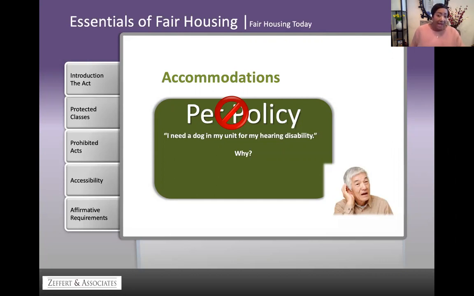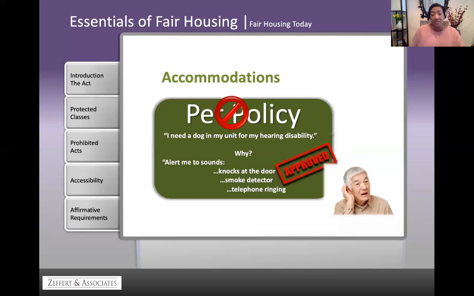Here is an example of how we make a reasonable accommodation for a property, the housing provider that has a no pets policy. Look at the last example. It says a housing provider has a no pets policy. A tenant who is deaf requests that the provider allow him to keep a dog in his unit as a reasonable accommodation. The tenant explains that the dog is an assistance animal that would alert him to several sounds that include knocks at the door, sounding of the smoke detector, the telephone ringing, and cars coming into the driveway. The housing provider must make an exception to the no pets policy to accommodate this tenant.